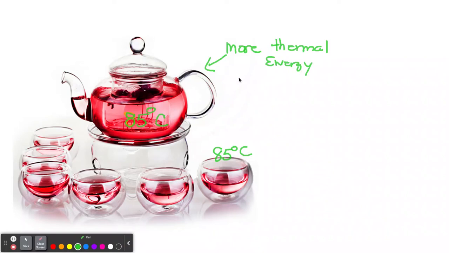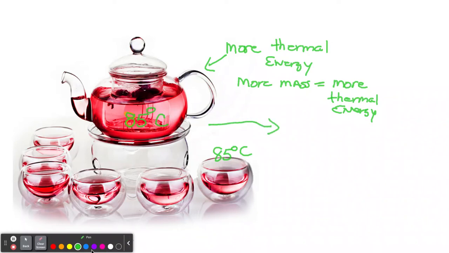So thermal energy, the more mass equals more thermal energy. So they both have the same temperature, but the pot took longer to heat up. So if we look at the pot, we'll put an arrow going over here, get a little blue. The pot took longer to heat up because it has more mass. It's common sense. There's more mass, it takes longer to heat up.